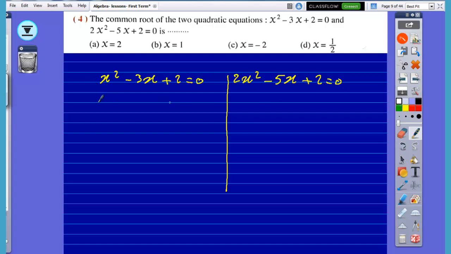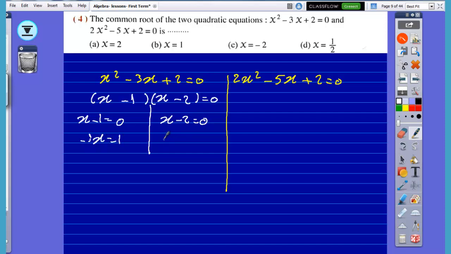Let us factorize it: x multiply x equals 0. Positive 2 is negative 1 multiply negative 2. And here we have x - 1 = 0, or x - 2 = 0. It means x equals 1, and here x equals positive 2.